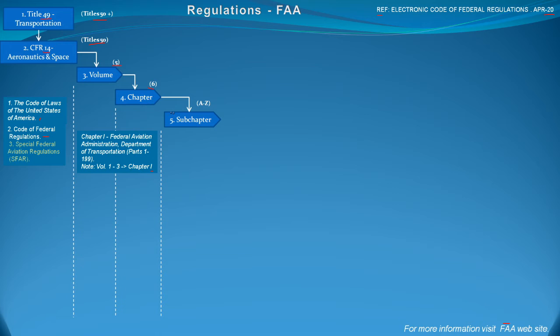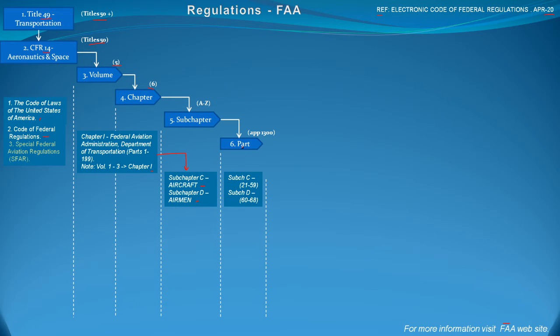Under chapter, we have subchapters, which are alphabetical. Again, as an example, under chapter 1, we have subchapter C, which is about aircraft, and subchapter D, which is about airmen. Next, parts, approximately 1,300 parts. Again, an example: under subchapter C, we have parts from 21 to 59, and under subchapter D, we have parts from 60 to 68.